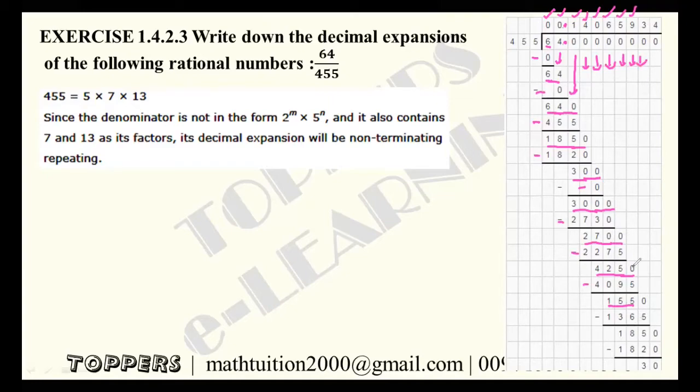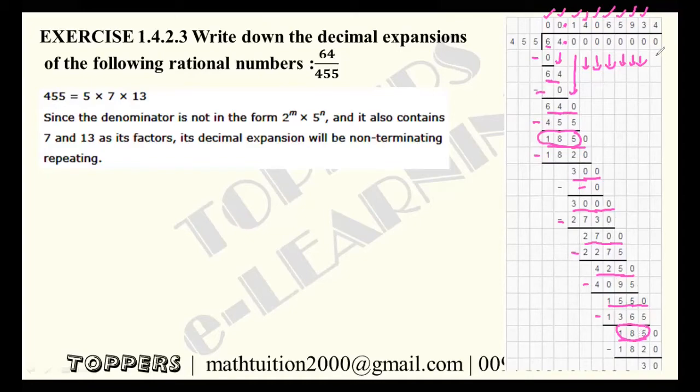Bring this 0 down. So it is 1550. How many times does 455 go? 3 times. 3 multiplied by 455, we are getting 1365. On subtraction, it is 185. Okay. So just see here, now we got 185. Before also we got 185. So now from this onwards, it is going to repeat again.